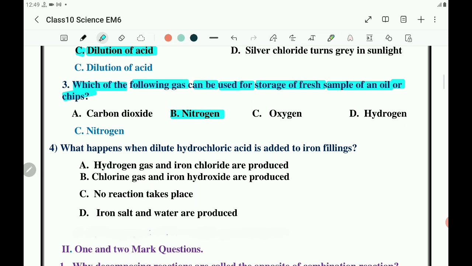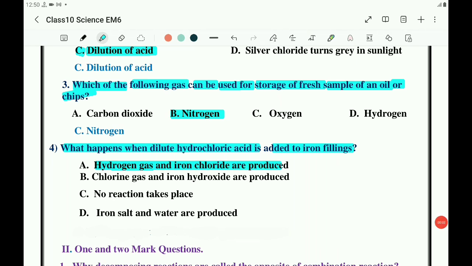Next, the fourth question. What happens when dilute hydrochloric acid is added to iron filings? You know that when acid reacts with metal, hydrogen gas will be liberated, and here only one reaction is there in which the hydrogen gas is produced, and when hydrochloric acid reacts with iron, iron chloride will be produced. So the answer is option A only.